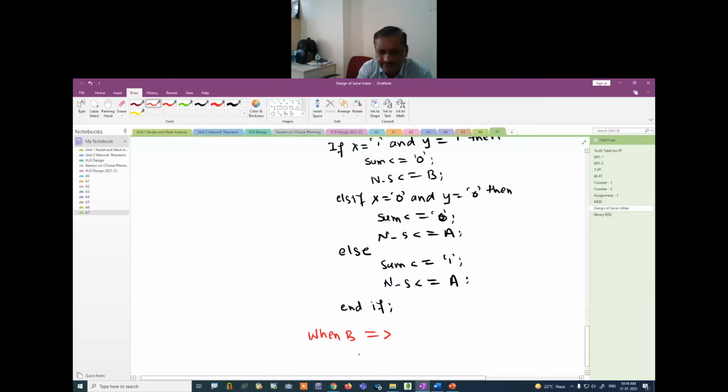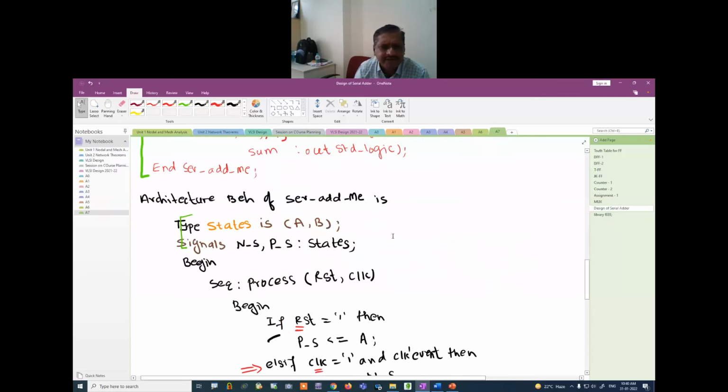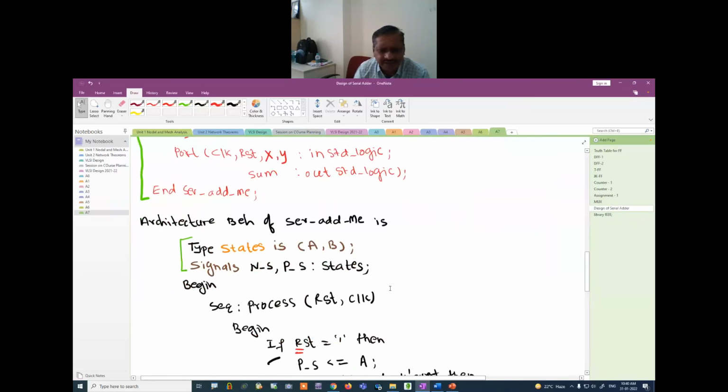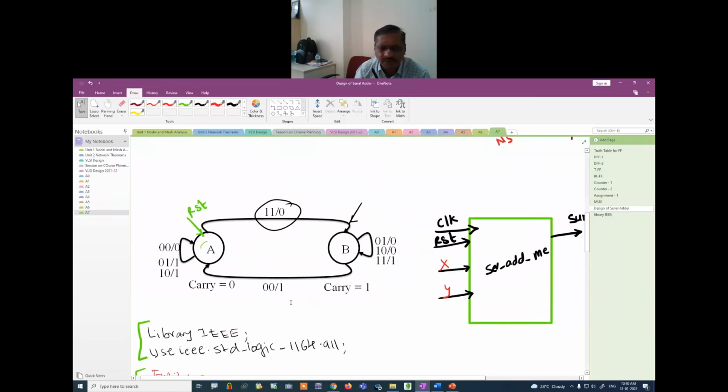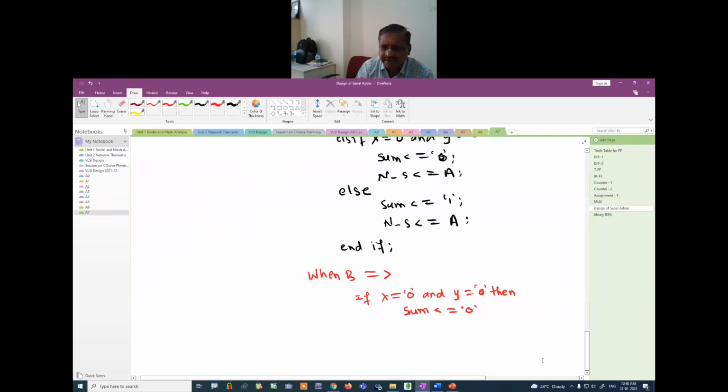Look at here. If x is equal to 0 and y is equal to 0, look at this, then what is the output? Look at here. This output will be the 1 and next state will be the A. Means here, my output, that is the sum. My output is the sum, and sum will be assigned as 0. Look at this. What is the sum? Sum will be the 1. I will correct it. In this case, I will correct it. The sum will be the 1. This sum will be the 1. And what is the next state? Next state is assigned as the A.